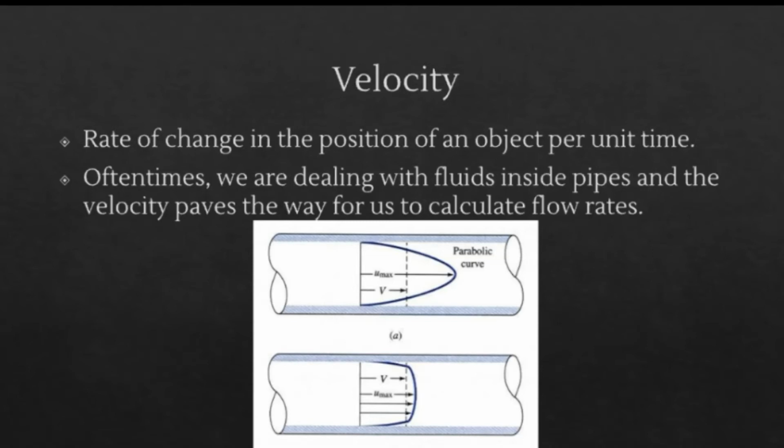It tells us how fast or how slow a fluid is moving. For the applications of fluid mechanics, oftentimes we are dealing with fluids flowing inside pipes or inside any other conduit, and the velocity paves the way for us to calculate the flow rate of your fluid. For fluids, generally, we have two types of flow. We have laminar flow and turbulent flow, as pictured here.